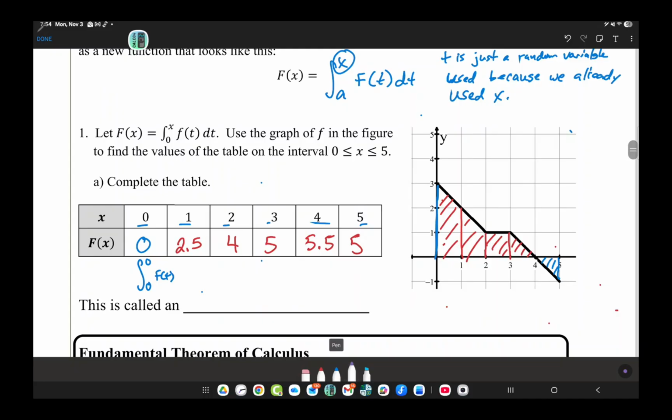So if we were to represent this function graphically, we would have a 0 function here. At 1, we would have 2.5. Then we would have 4 at 2. Then we would have 5. We'll go a bit off the graph here, and then back on. So this is called an accumulation function, which honestly the title of the lesson should kind of give that away.